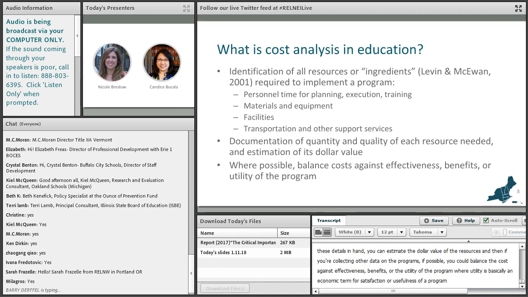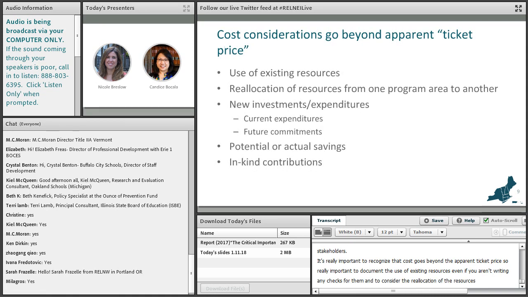It's really important to recognize that cost considerations go beyond the apparent ticket price. So it's really helpful to document the use of existing resources even if you aren't writing any new checks for them, and to consider the reallocation of resources from one program area to another. The ones that are really easy to recognize are the new investments and expenditures.